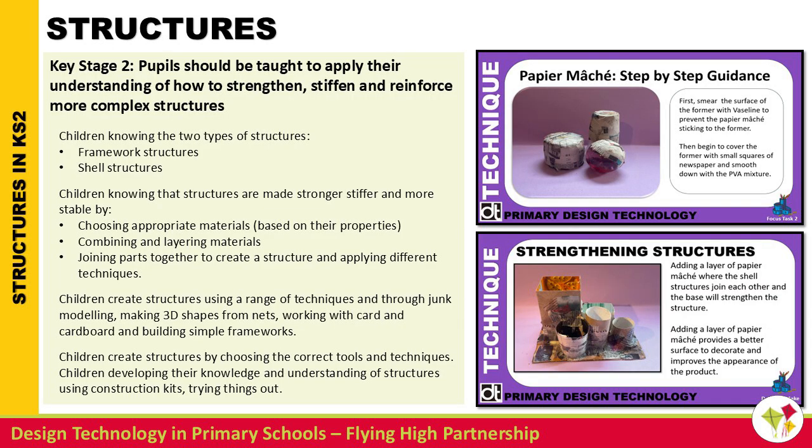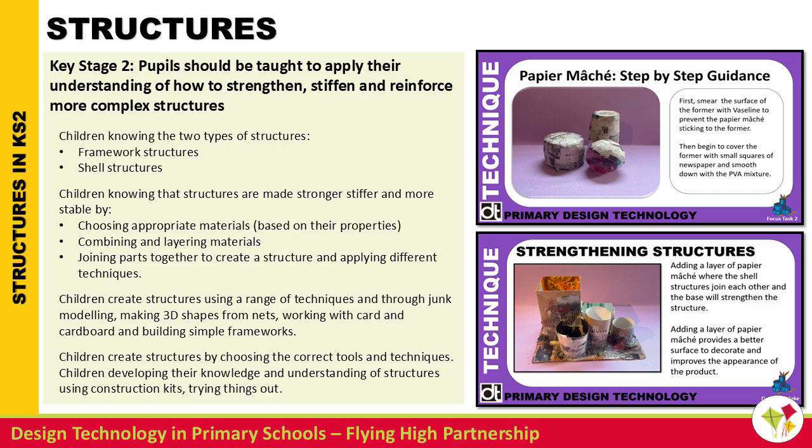In Key Stage 1, children will have created structures by joining different materials together and exploring how these structures can be made stronger, stiffer and more stable. The materials used will have included paper, card and cardboard, and they may have made framework structures using wood strips or lollipop sticks. Children will have developed and extended the range of tools and techniques that they use when creating these structures. As they progress into Key Stage 2, children will apply their knowledge of different materials, tools and techniques to design and make more complex structures.